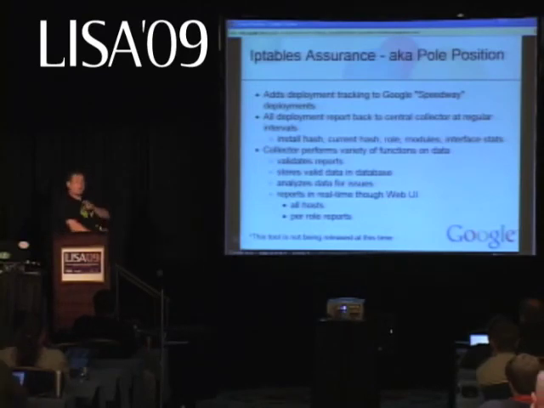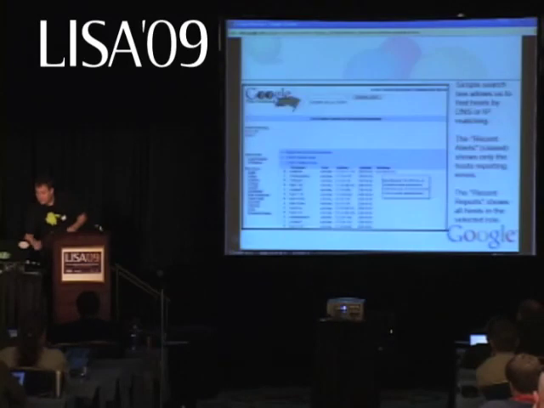And it also will tell me, well, okay, let me get a little more detail. When you send this data to the pole position collector, it's going to validate the report and make sure it's a valid Speedway report. It's going to store it in the database. It's going to analyze it for issues and show all this detail through the web user interface. And here's an example of what that looks like.